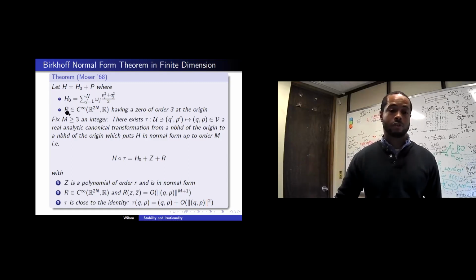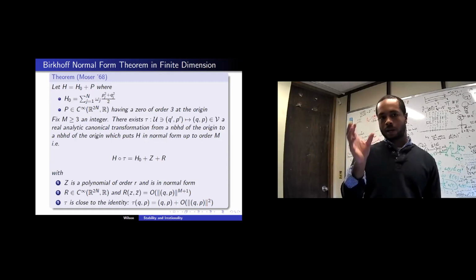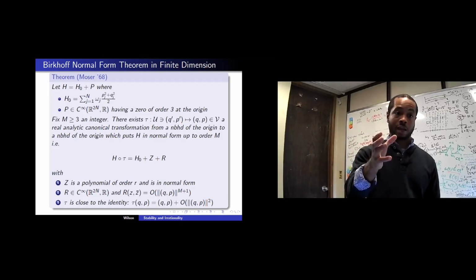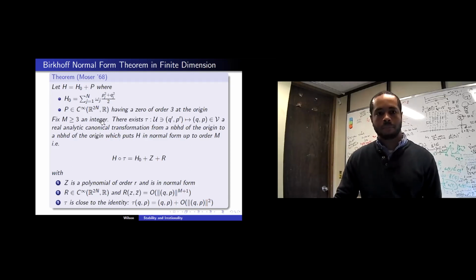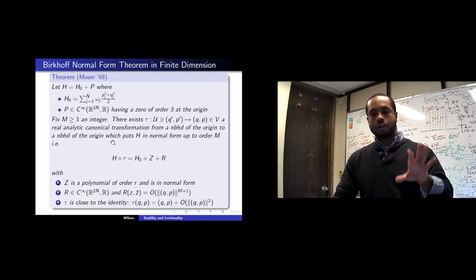So it's a Hamiltonian in itself as well, but it's really a perturbation of the quadratic part of your Hamiltonian. Let me clear this up a bit. Typically, I'll say H0 is the linear part of your Hamiltonian, because the Hamiltonian vector field associated to H has its linear part in one-to-one correspondence with H0, and it's given completely by H0, assuming, of course, that P has a zero of order 3 at the origin.